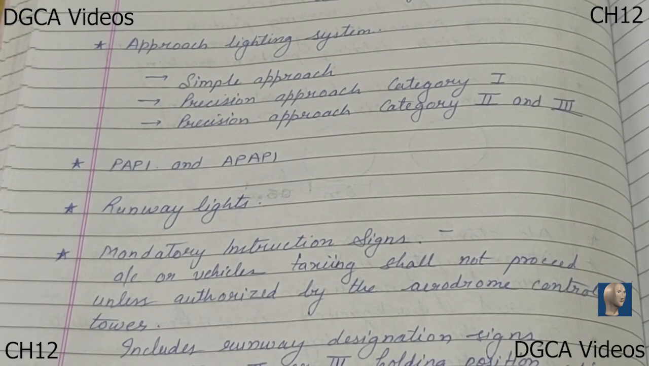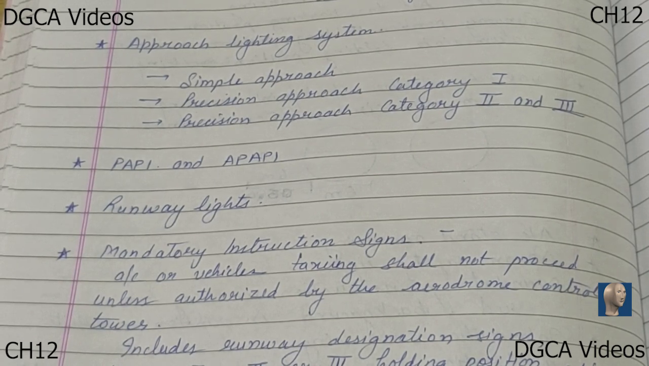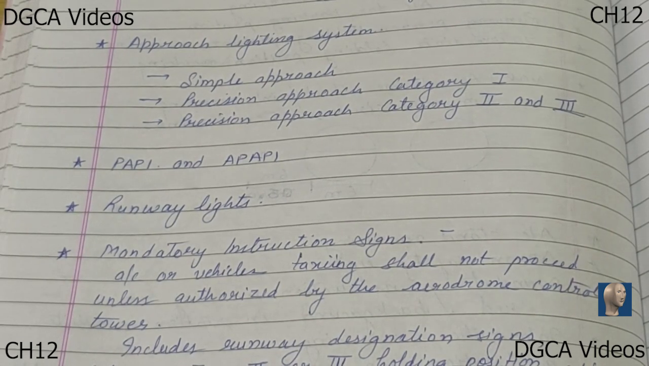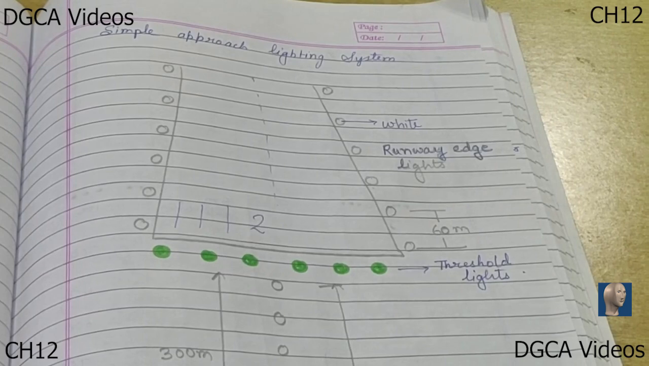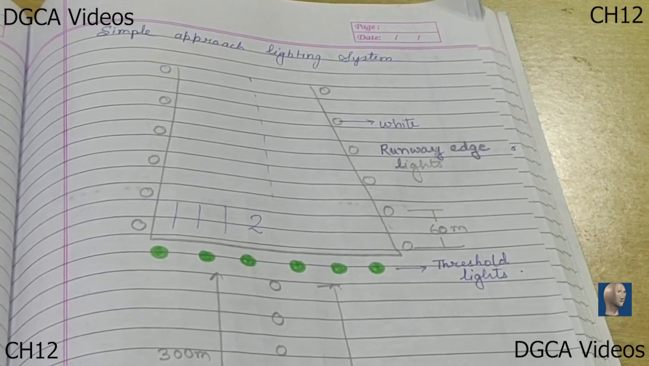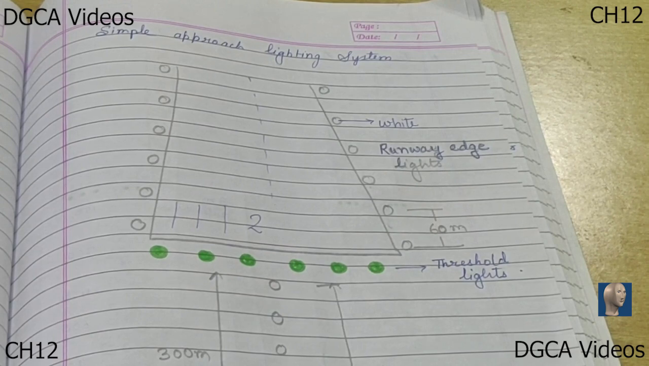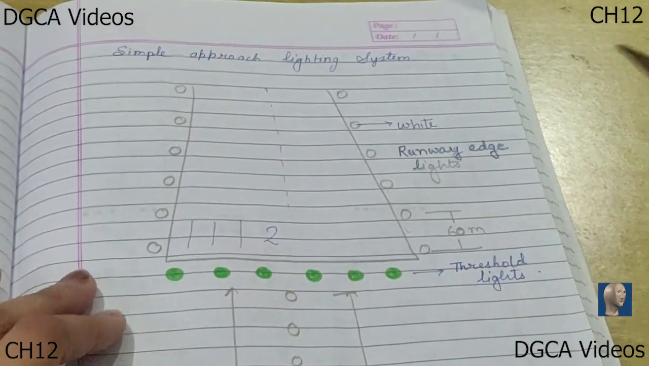Approach lighting system. So there is simple approach, precision approach category 1, precision approach category 2 and 3. Let me show you the diagram and explain it. This is a simple approach lighting system, guys, which we were talking about. Just bear with my drawings if they are not very up to the mark, but I have tried my level best to make you understand this.